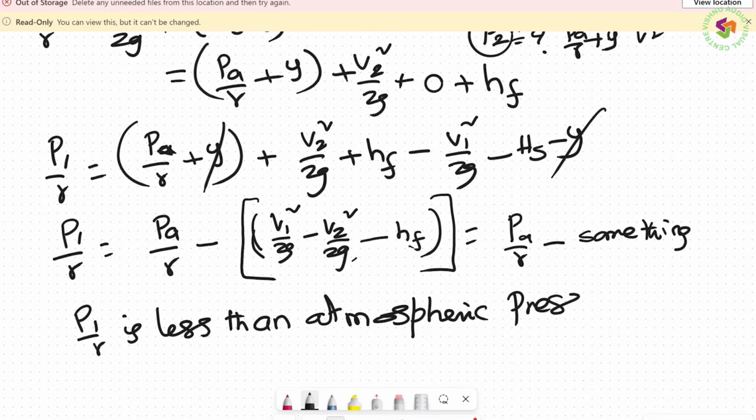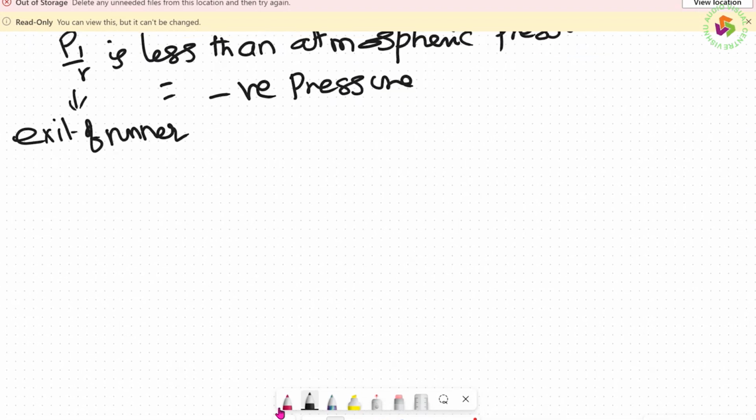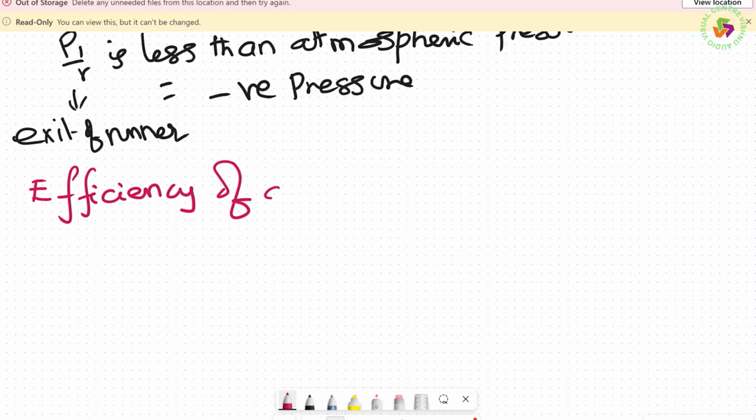This is what precisely I was talking about. P1 by gamma is a negative pressure. What is P1 by gamma? This is nothing but the pressure at the exit of the runner. So at the exit of the runner, the pressure is negative. That is why we need a draft tube. And what is the final conclusion? The efficiency of the draft tube is equal to eta D.